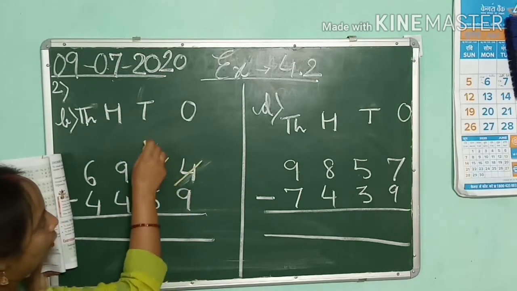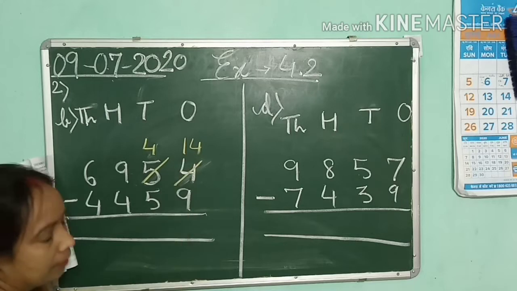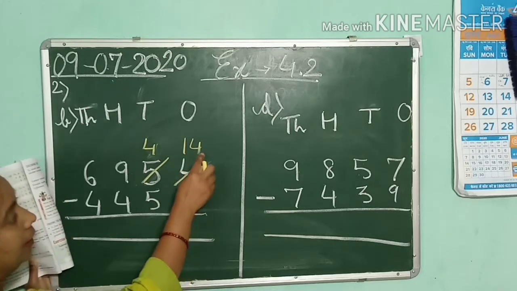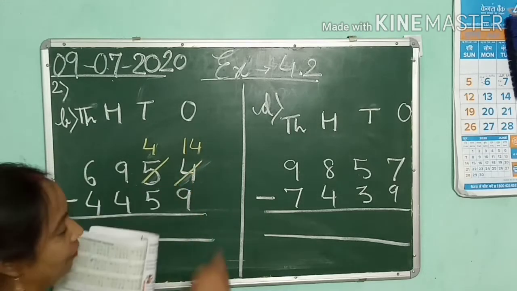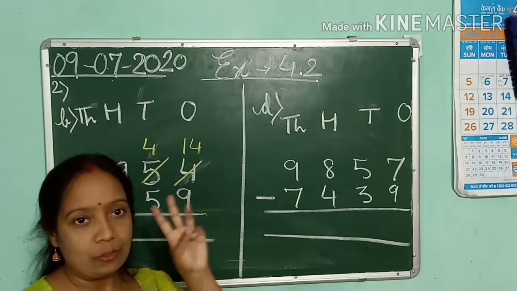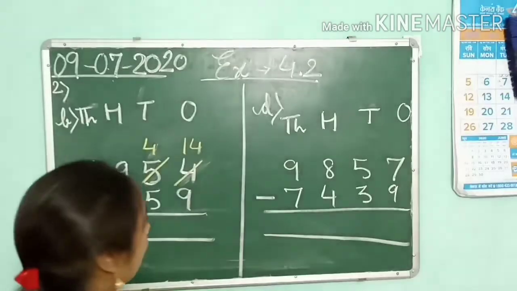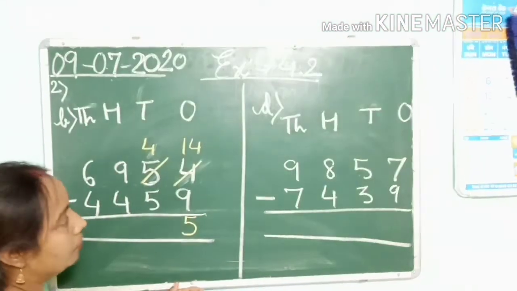So, 4 will borrow from 5. 5 becomes 4, and this 4 becomes 14. Now, you have to subtract 9 from this 14. After 9, you count till 14: 10, 11, 12, 13 and 14. How many fingers? 5. So, write here 5.